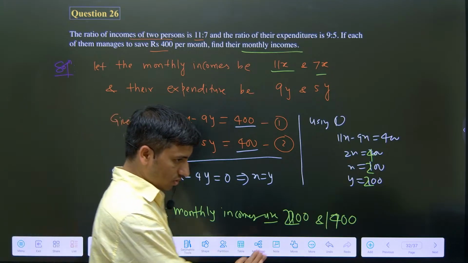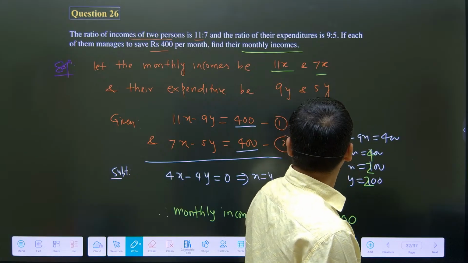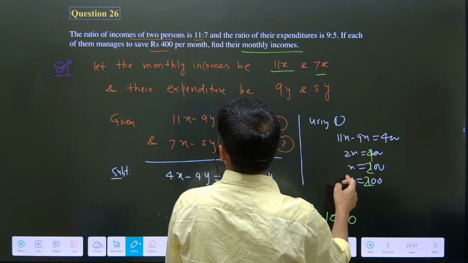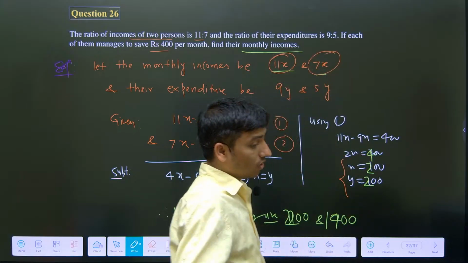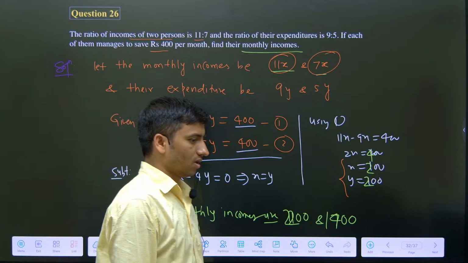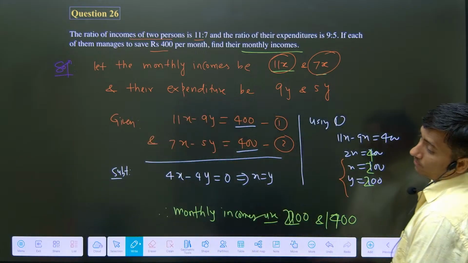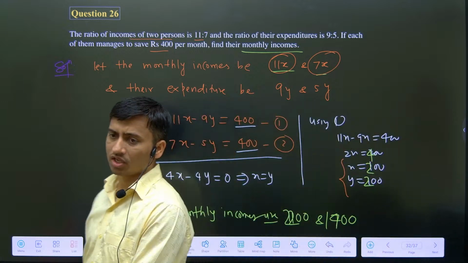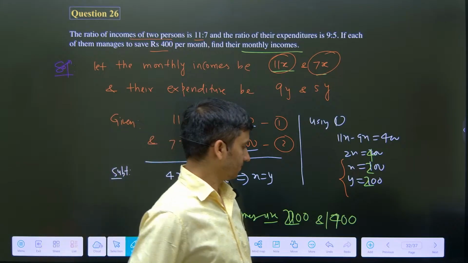Okay guys, let's do the next question now. Yeah, these are not monthly incomes. The monthly incomes we have taken 11x and 7x. So we have to put the value of x there, Mukund. No? That's why I told you, na? Conclusion is very important, and before making the conclusion, usually we read the last line of the question. What have they asked?